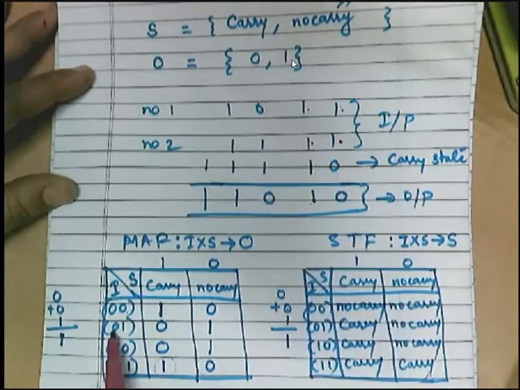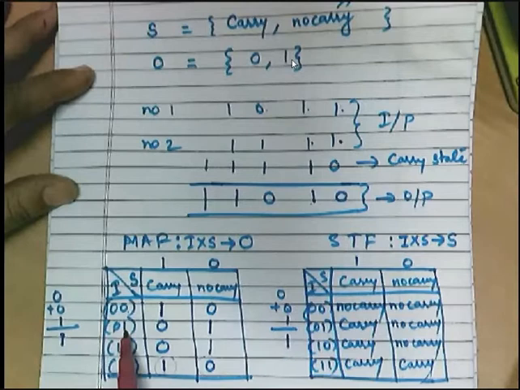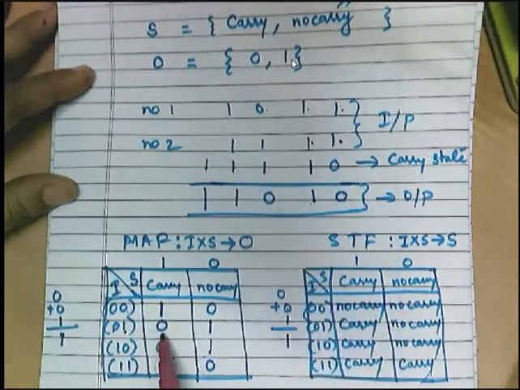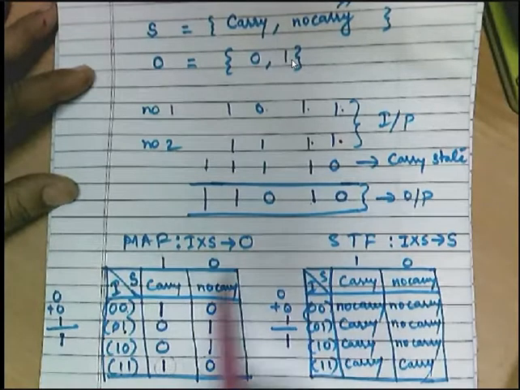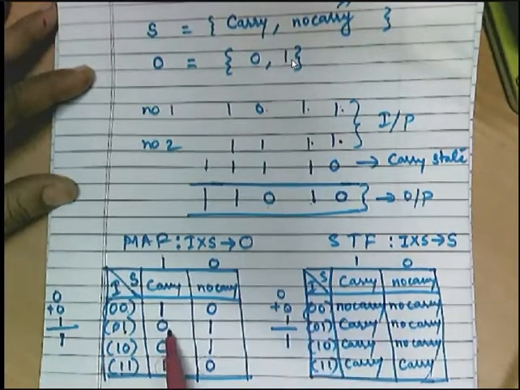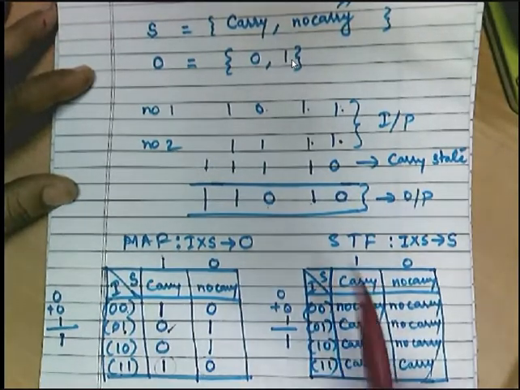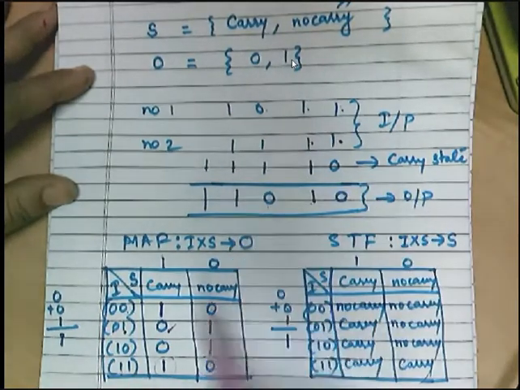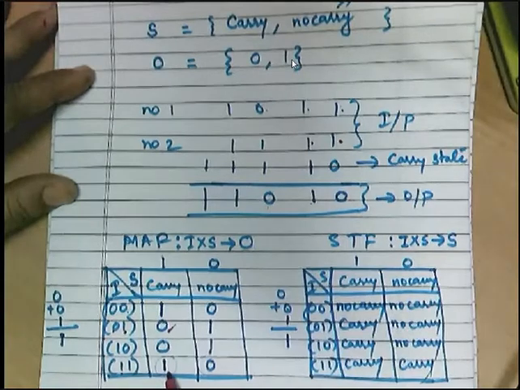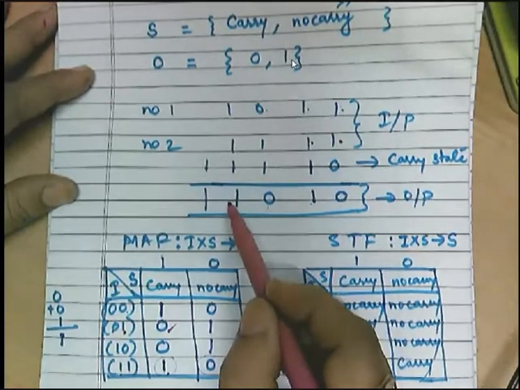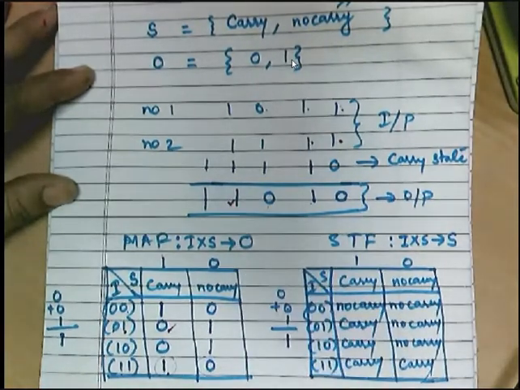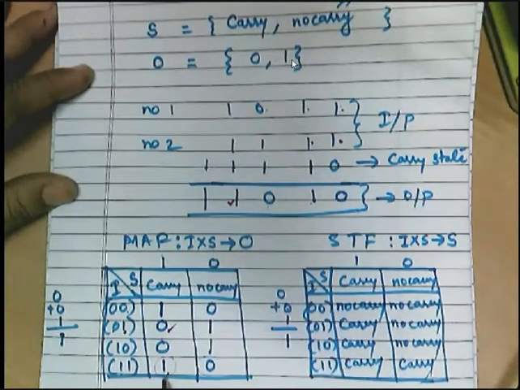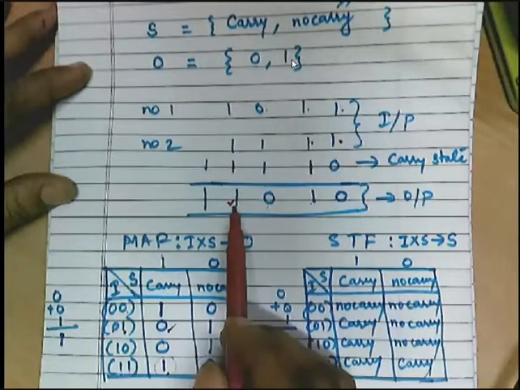Similarly, 0 plus 1. So it is the case 0 plus 1, and we have a carry state. This is a carry state. So what output is generated? 0. See here. Similarly, 1 plus 1. This is the case, and there is a carry state. So what output is generated? 1. Finally, when it is generating a carry, this is the output.